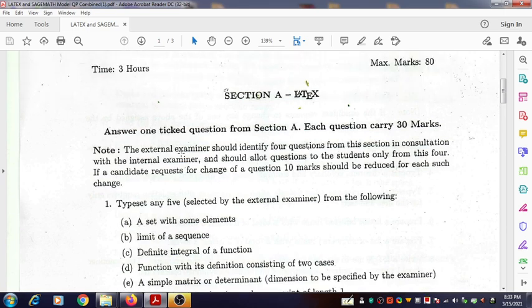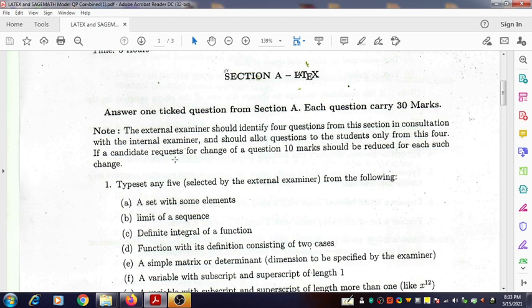You have to answer one ticked question from section A. Each question in this section carries 30 marks, and the instructions for all candidates are given here. The external examiner should identify 4 questions from this section in consultation with the internal examiner, and should allot questions to the students only from these 4 questions. If the candidate requests a change of a question, then 10 marks should be reduced for each such change in the question.